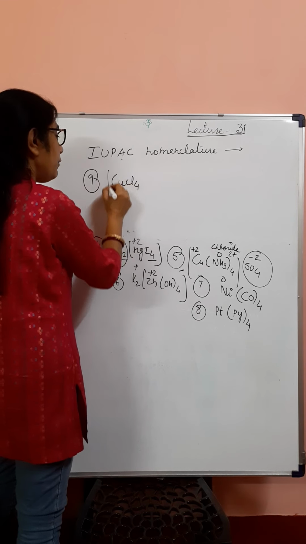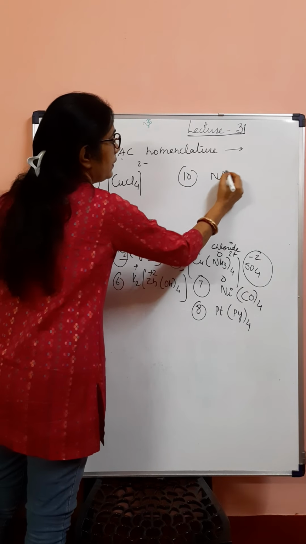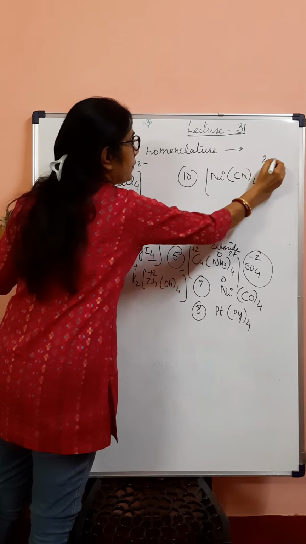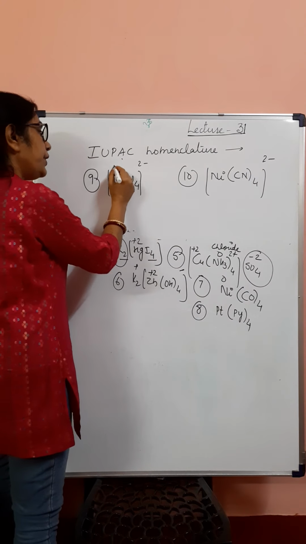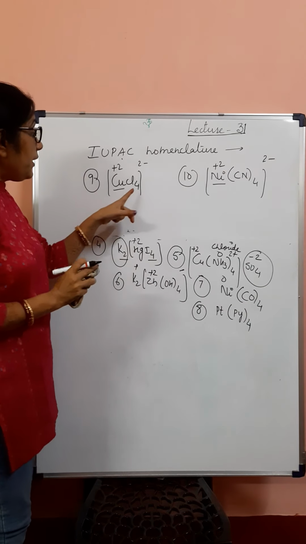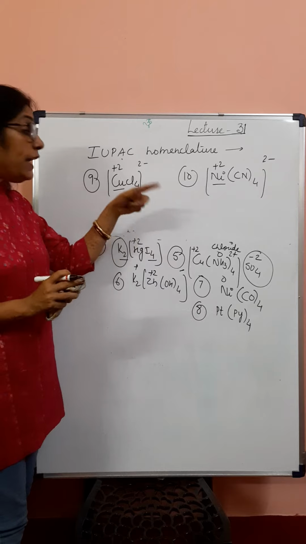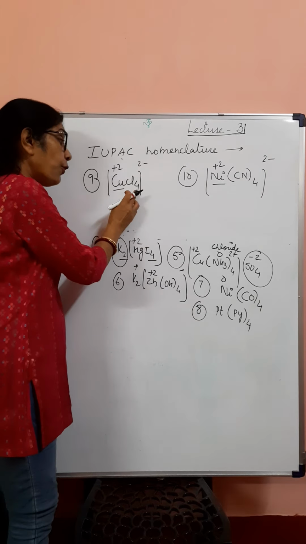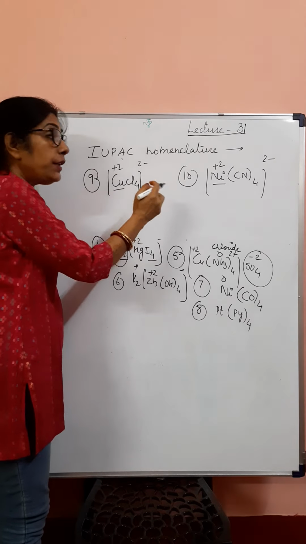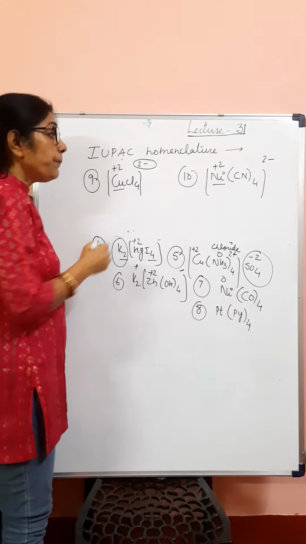[CuCl4] 2 minus, [Ni(CN)4] 2 minus, oxidation state here also +2, nickel also +2. Tetrachlorido cuprate 2. Why tetrachlorido? Because 4 chloride ions are there. Why is it cuprate? Why not copper? Because you can see the complex is having 2 minus charge.